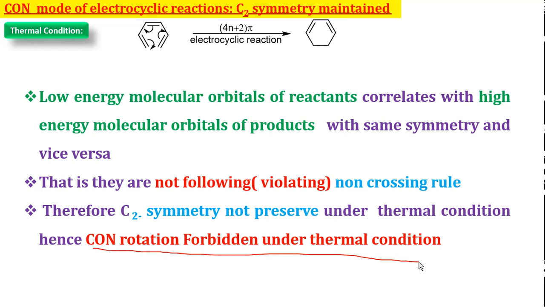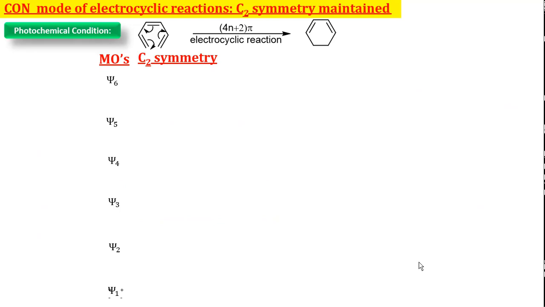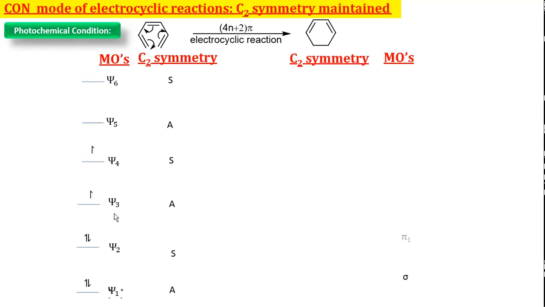Therefore conrotatory mode of rotation is forbidden under thermal condition. Forbidden under thermal condition means it will be allowed under photochemical condition, which we have to explain. Let's see the photochemical condition. Just classify the molecular orbitals with symmetry. Yes, here one electron from psi 3 is promoted to the psi 4 level, and the remaining orbitals do not have any electrons. And let's classify the molecular orbitals of the product.